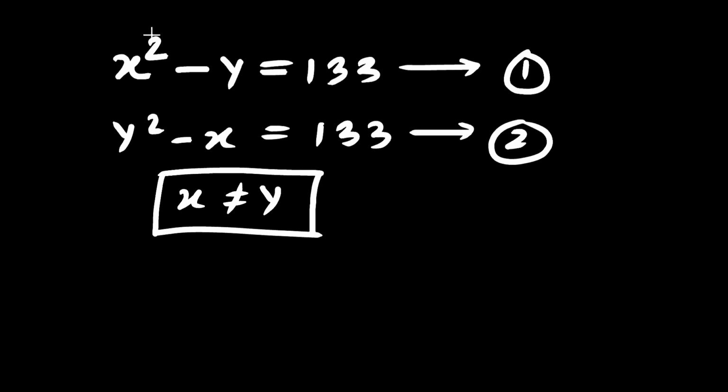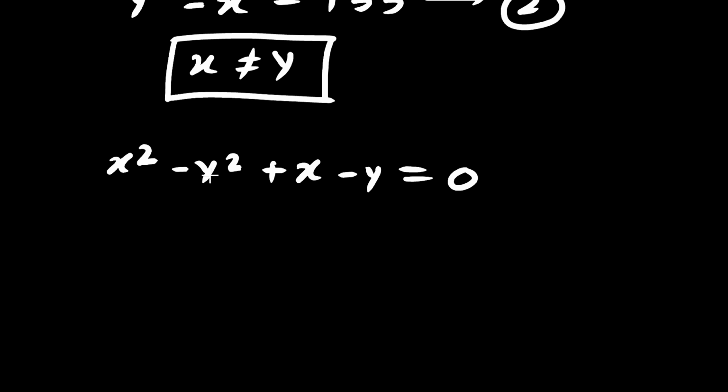Since both right-hand sides are 133, they cancel out and give us 0. On the left-hand side, we get x squared minus y squared plus x minus y equals 0. Now notice something interesting here.